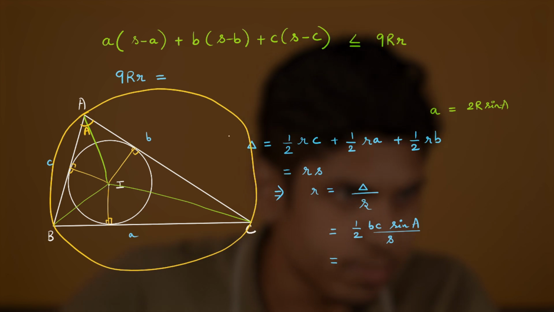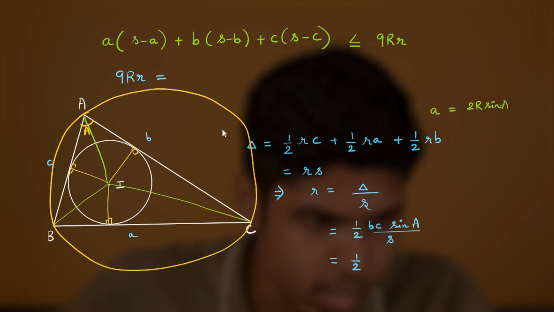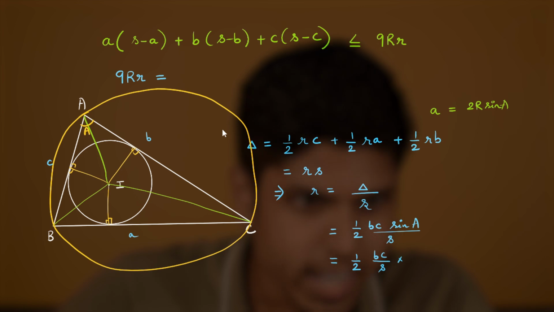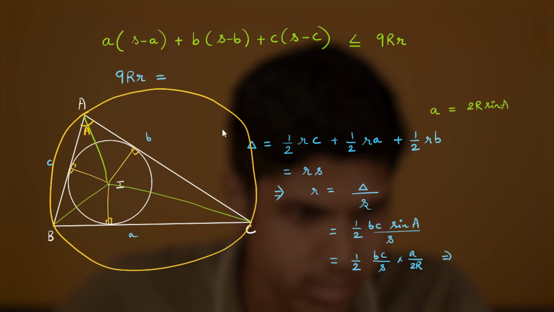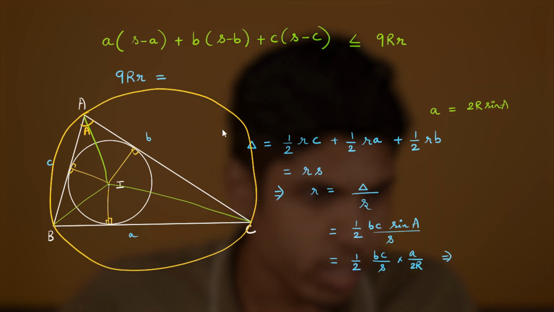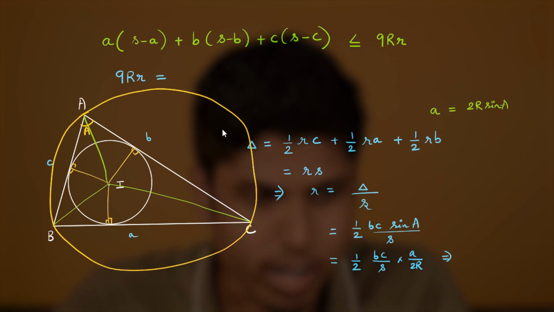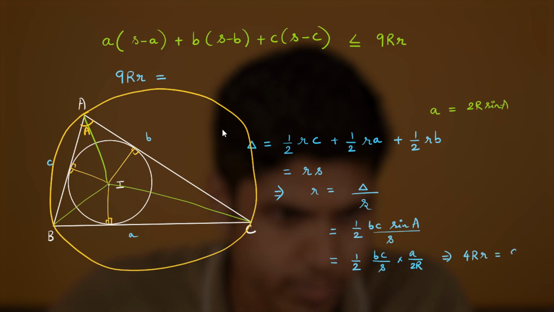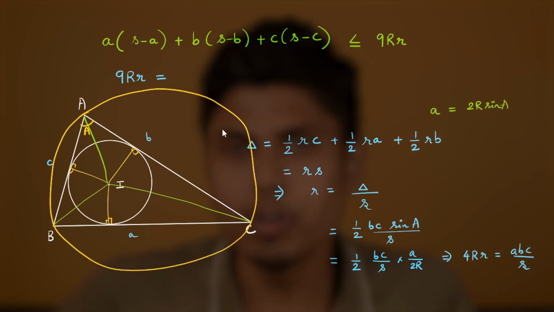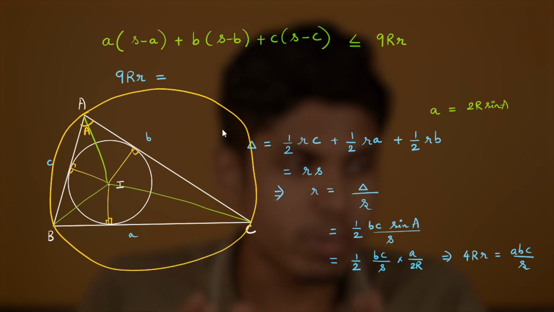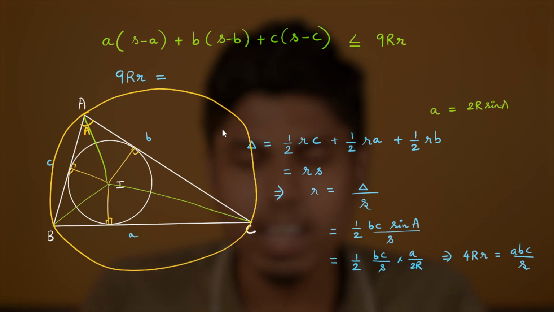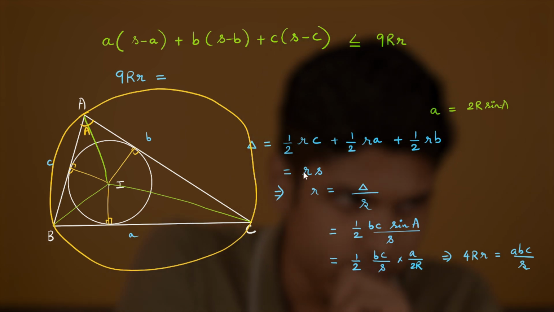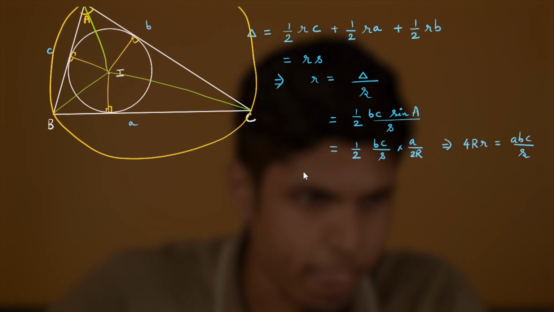So going back here, we get half bc times sin A equals abc by 4R. So thus, transforming the equation by moving the 4R in the denominator of the RHS to the LHS, we get 4 capital R small r equals abc by s. Beautiful, right? Because we have now represented the product of the two radii in terms of the sides of the triangle. So thus, 9Rr equals 9abc by 4s.